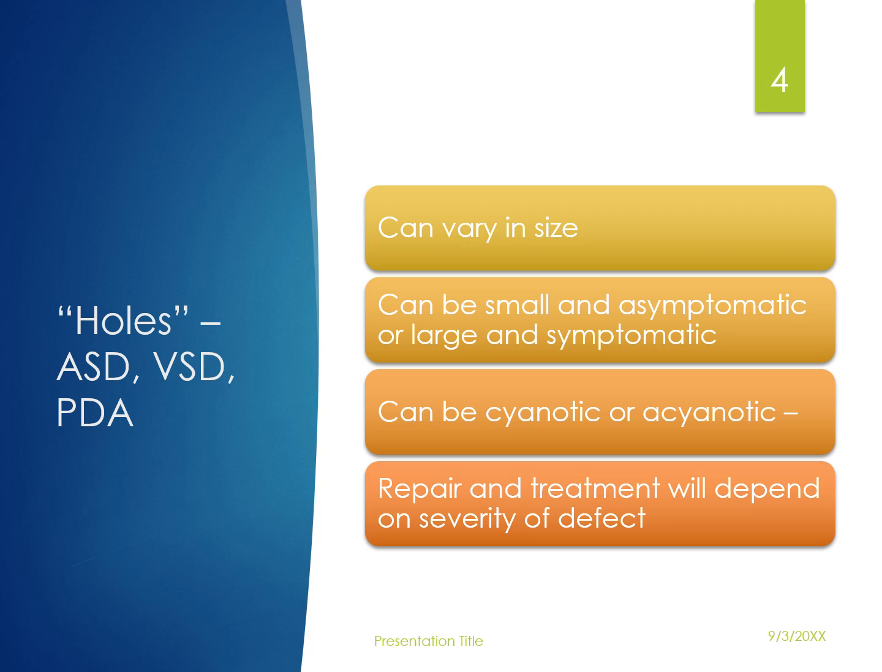So these can also be cyanotic or acyanotic. They are generally acyanotic defects because the pressures in the heart have the oxygenated blood flowing from left to right, but if they're very large, pressures change, the pressures in the lungs change, pressures in the systems change, and they can actually become cyanotic defects. But it's good to know that they can be cyanotic or acyanotic depending on their size. Repair and treatment will depend on the severity. Also, when this repair happens will depend on the severity. What kind of treatment they have will depend on the severity of the defect.